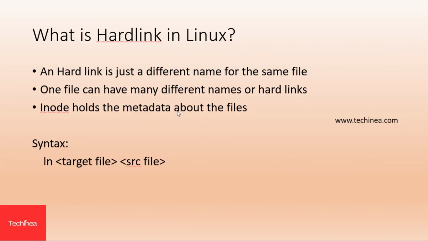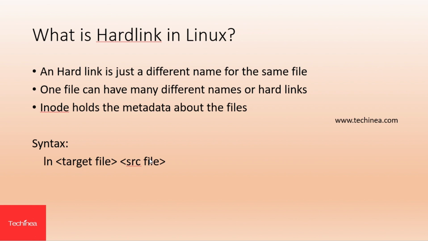Okay. Next, we are going to discuss what is meant by a hard link in Linux. A hard link is just a different name for the same file actually. One file can have many different names, which we call hard links in Linux. The inode holds the metadata about that file, about the hard link file information. In order to create that, we can use the ln command, the link command, followed by the target file and the source file.